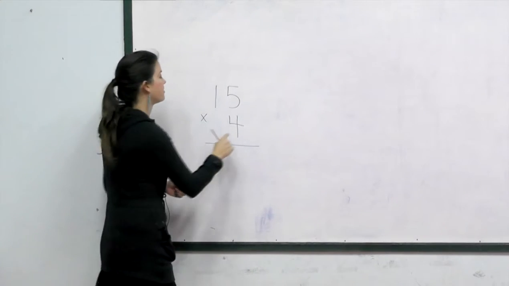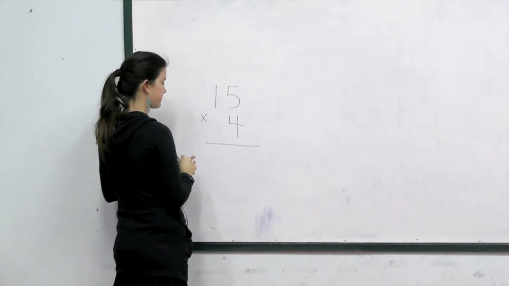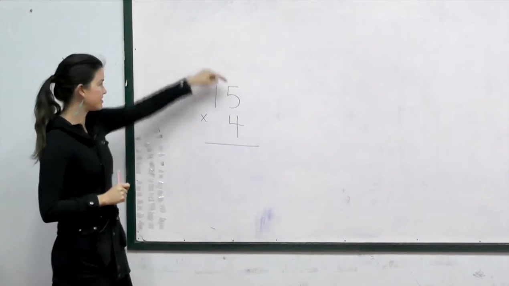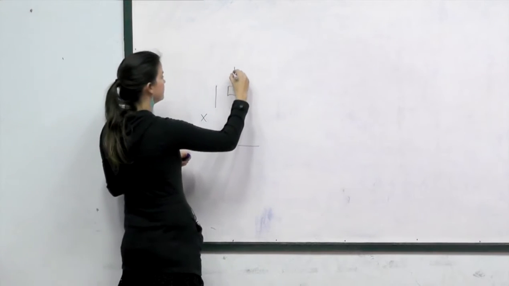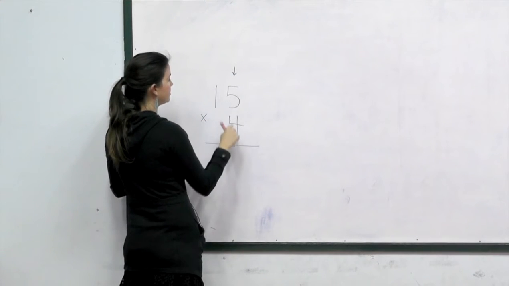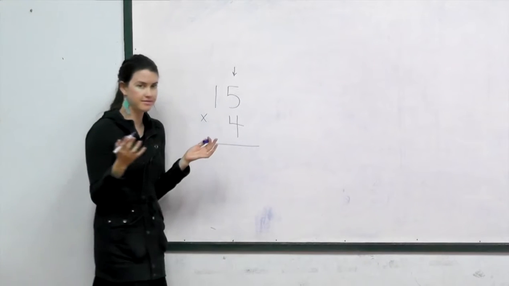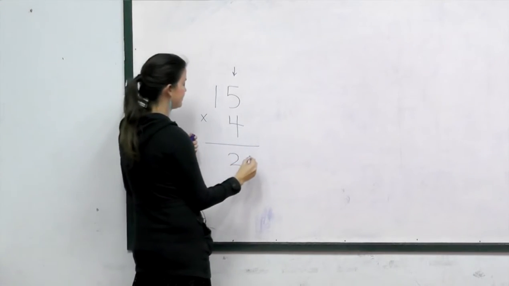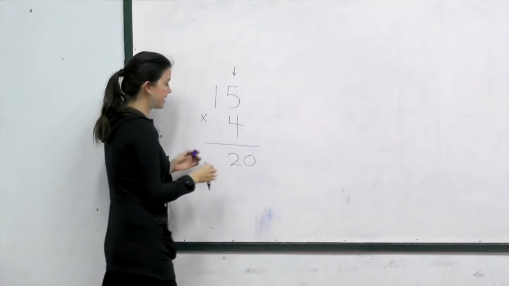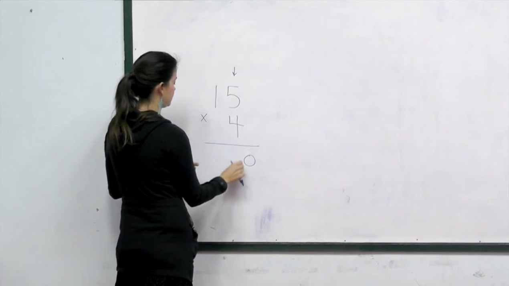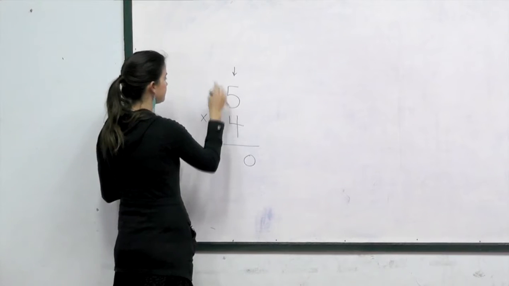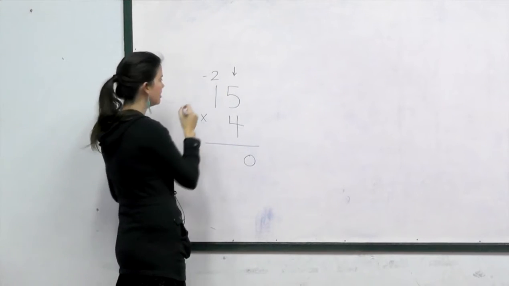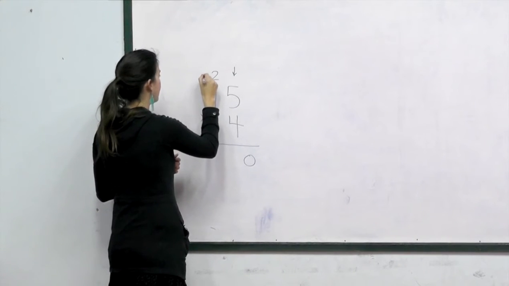Very nice. We start. Great job, friends. We start in our ones place here. 5 times 4, or 4 times 5, is what? 20. Yep. And am I going to subtract? I'm going to add, or plus.